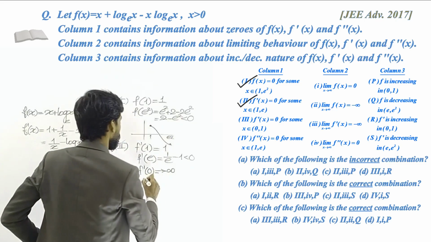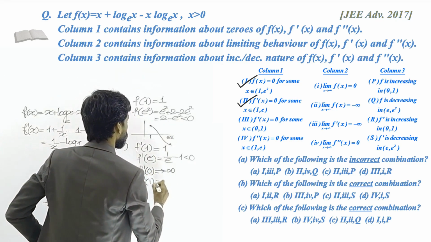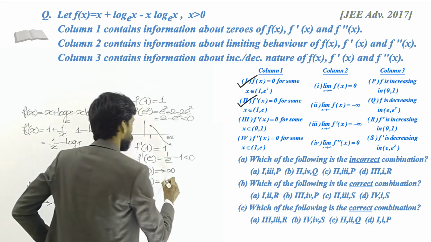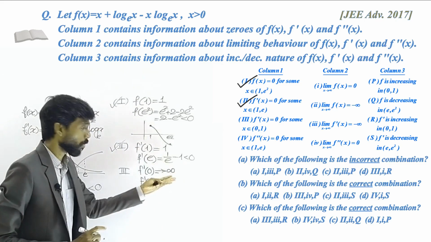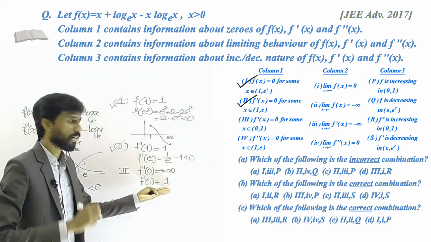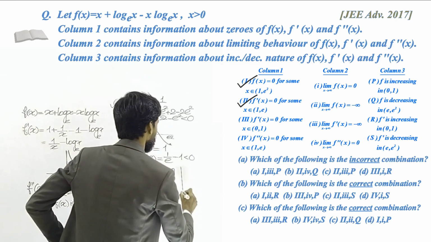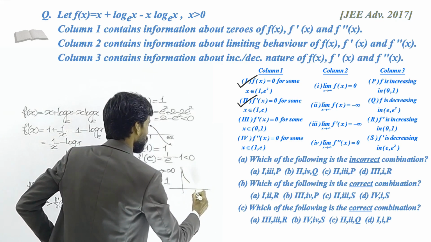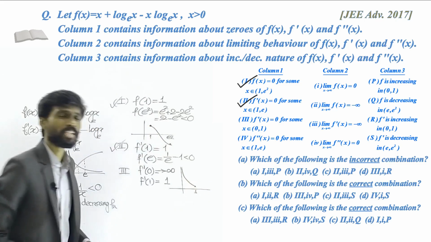Now the right hand point, f dash of 1. What is f dash of 1? That is 1 minus, again log 1 is 0, so 1. So both are positive, right? It is a positive infinity and also here a positive value. So at 0 it is infinity, at 1 it is 1, which means there is no root.